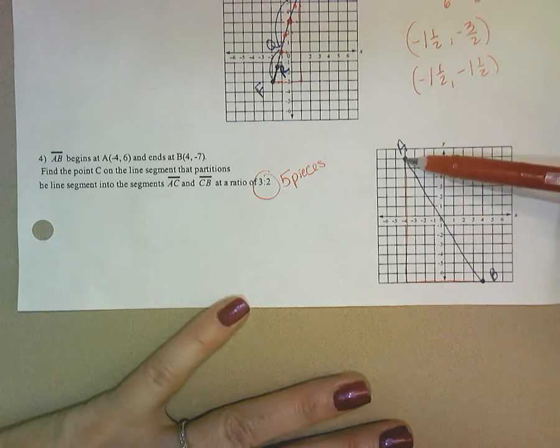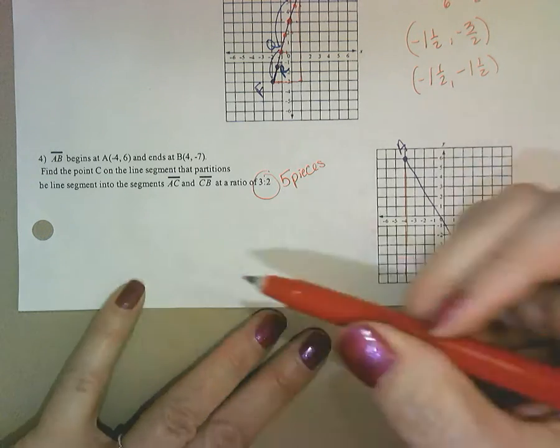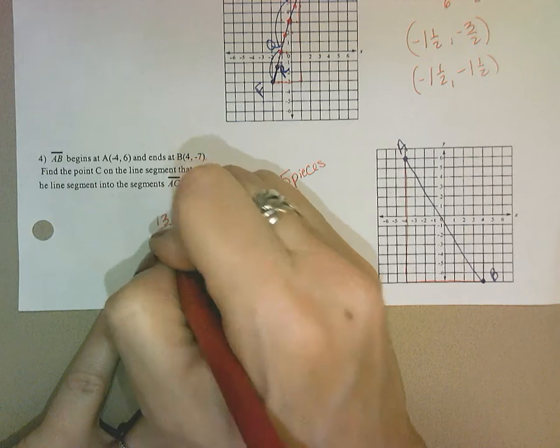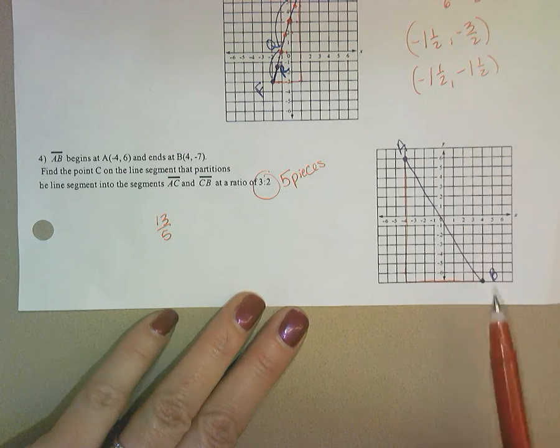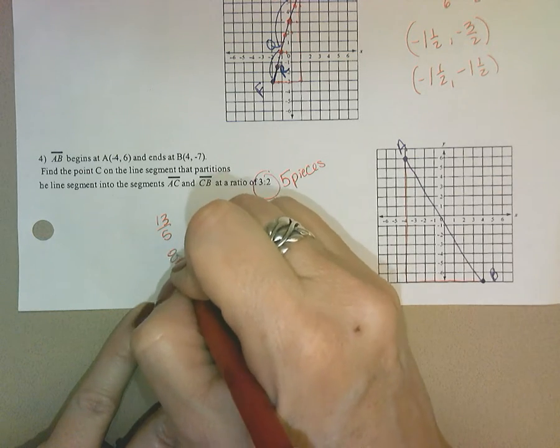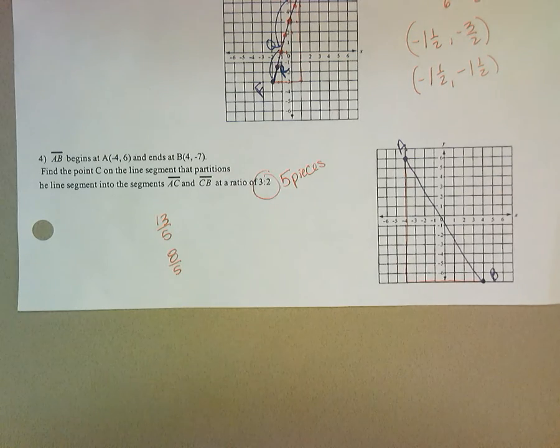So this is ugly. This piece is 13 long, so 13 divided by 5. And this is 1, 2, 3, 4, 5, 6, 7, 8, 8 wide divided by 5. Okay, so that's really hideous.